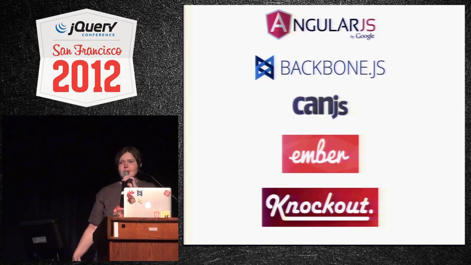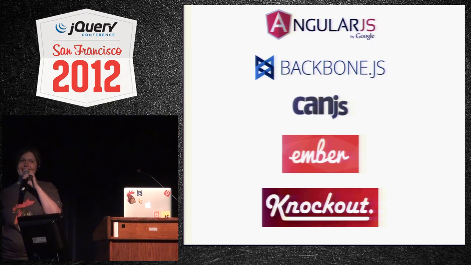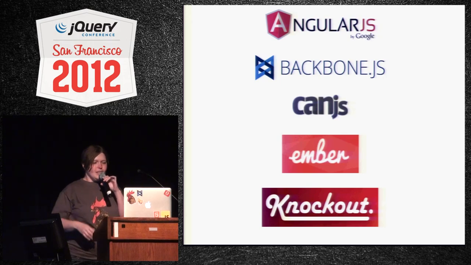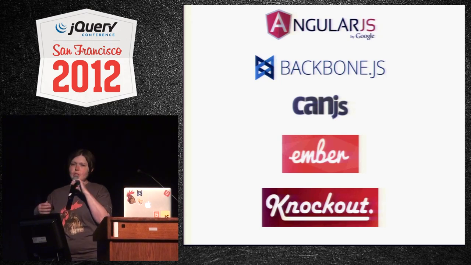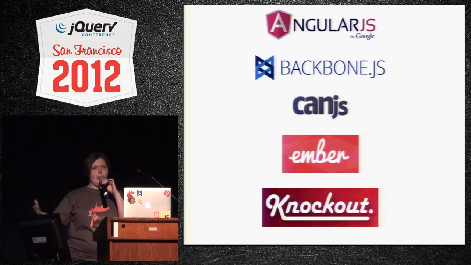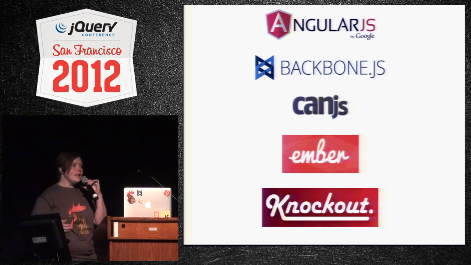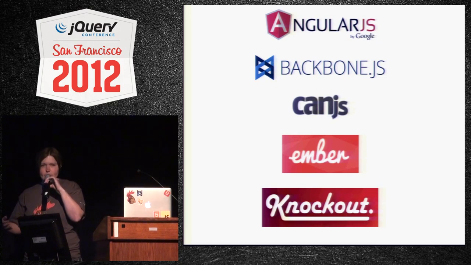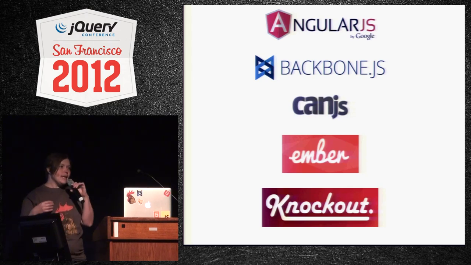I gave a version of this talk about 19 months ago, and Backbone didn't exist the last time I gave a talk like this. Backbone came out as the answer to "jQuery isn't enough, I need something more." About 12 months ago, Ember came out, and Ember was sort of the answer to "Backbone isn't enough, I need something more than that." And I don't think we have an answer yet.